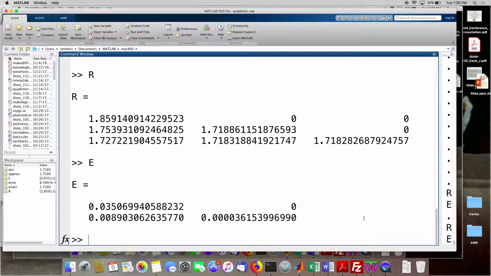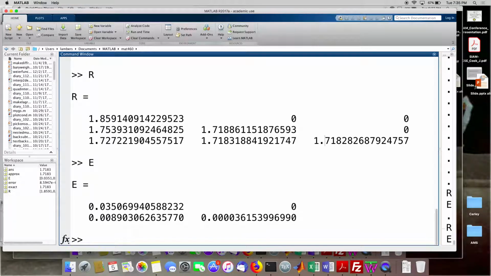Okay. Well, yeah, the errors, that's weird. Yeah, the errors only cover the last two columns. So that's disappointing. But, actually, oh, I see what it was doing. All right.